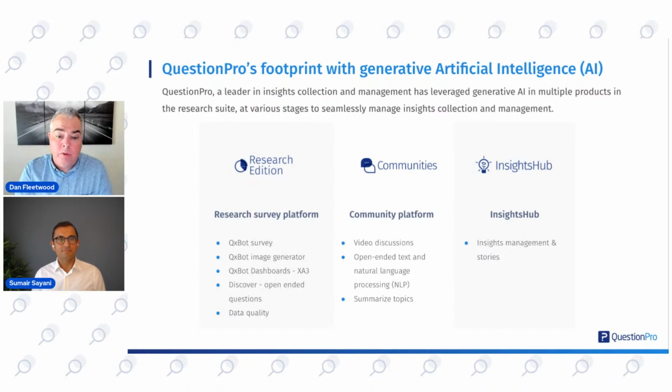And then on the communities platform, obviously we have video discussions, and AI is great for summarizing long transcripts and getting out those key nuggets. So we're focused on that, along with open-ended text and NLP processing, summarizing topics, and some of the more qualitative modules. And then on Insights Hub, our knowledge management data repository software, there's a lot of application for AI to get multiple insights from different sources. So that's something we are focused on as well.